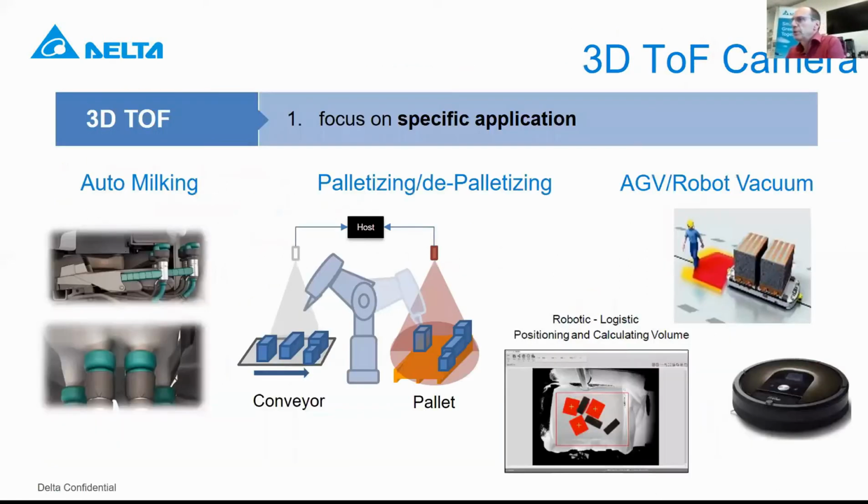Some applications where you can think about cow milking, auto milking, but also you can use it for pick and place, palletizing with the robot. You can directly measure the size of the boxes. You can also use it for AGV guidance of robots, simply guidance, but also checking and positioning for the robot to find products in the basket.